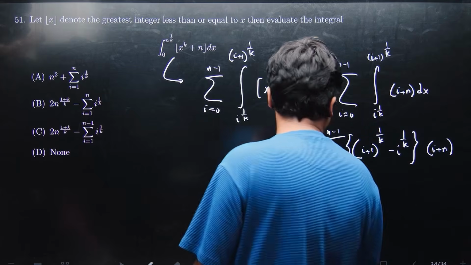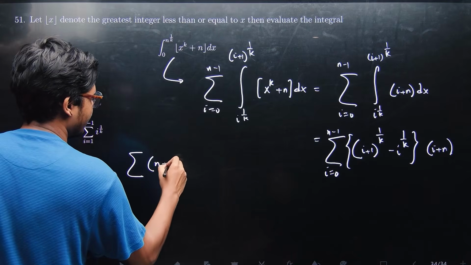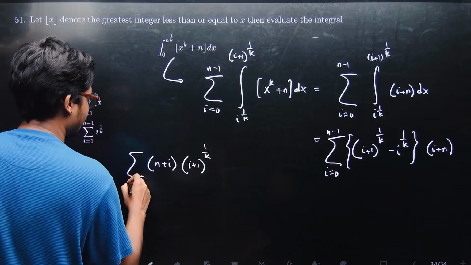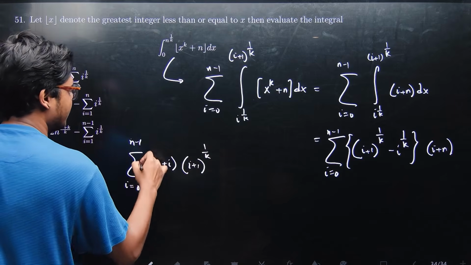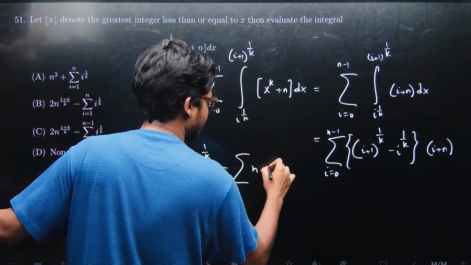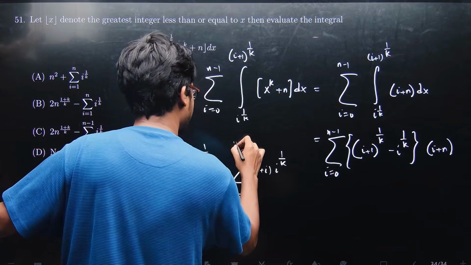So if I multiply this out, I'll get what? I'll get two summations, right? One of them is going to be (n plus i) times (i plus 1) whole to the power 1 by k, i equal to 0 to n minus 1, minus (n plus i) times i to the power 1 by k, i equal to 0 to n minus 1 again.